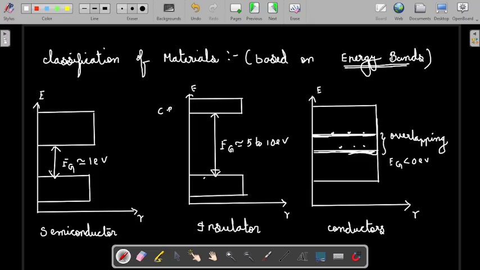So this is CB, this is CB, and this is the valence band, and this is the valence band. So here the CB and valence band are overlapped. So that thing you have to understand. I hope this makes sense.